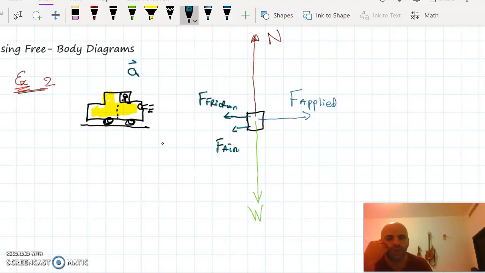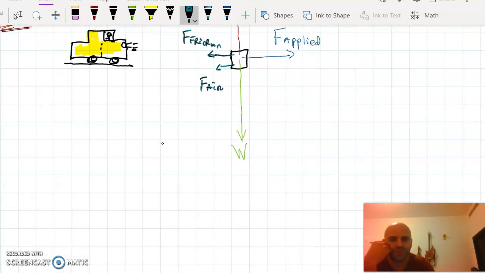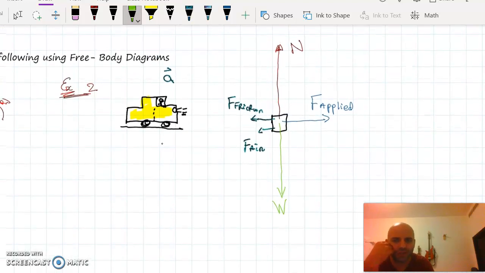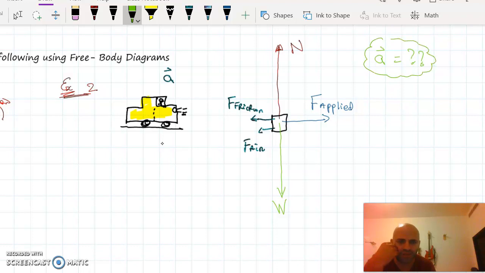To see whether or not these forces are balanced, we look to see whether or not it's accelerating. So we ask ourselves, is this thing accelerating or is it not accelerating? If it's accelerating, the forces are unbalanced. Okay, so this thing is obviously speeding up and it's going to the right, so that means the forces are unbalanced.